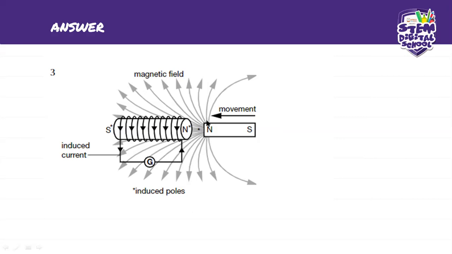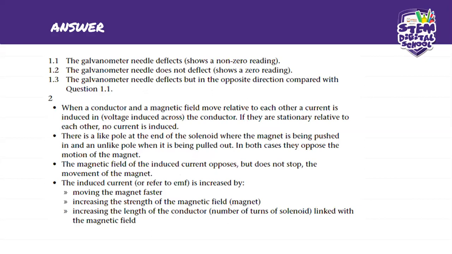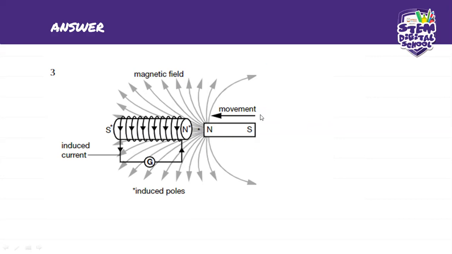And there is a third one. Let me see. Strength of the magnet, conductor, and moving this magnet faster. So this is the movement of the magnet. If you move it faster, then it can increase the induced current.